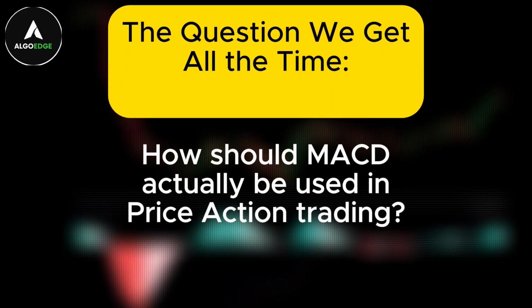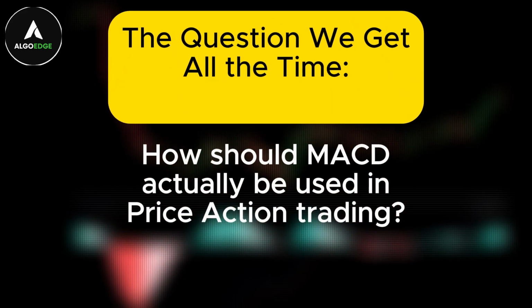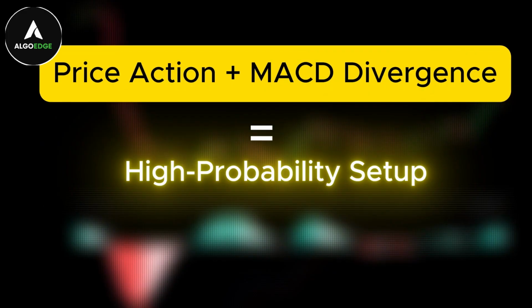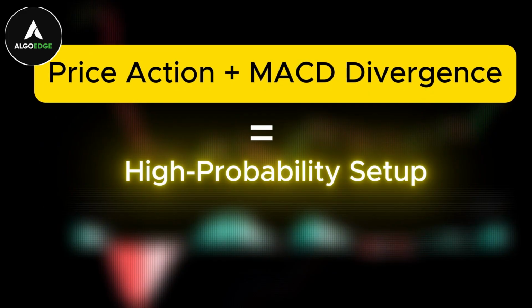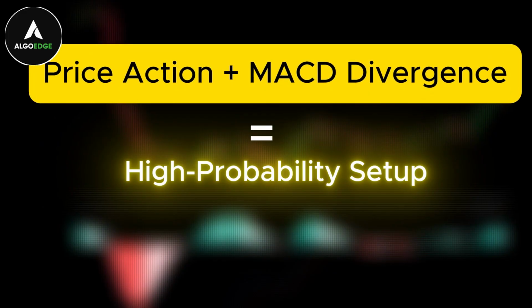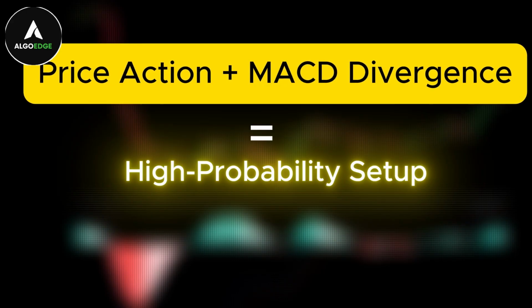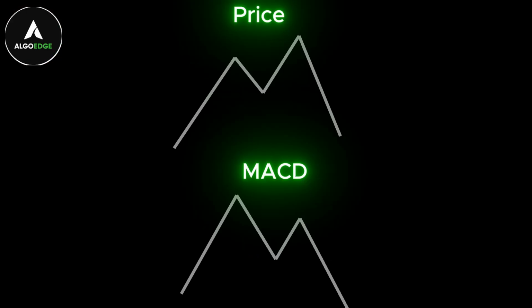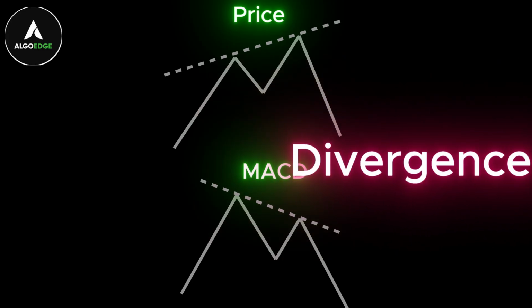How should the MACD indicator actually be used to make it effective in price action trading? To answer that question, one of the most effective ways to use the MACD indicator is through divergence analysis. So let's dive into it. This is the anatomy of a bearish divergence in an uptrend. The price creates a higher high, while the MACD indicator forms a lower high. This creates a divergence between price and the MACD indicator.